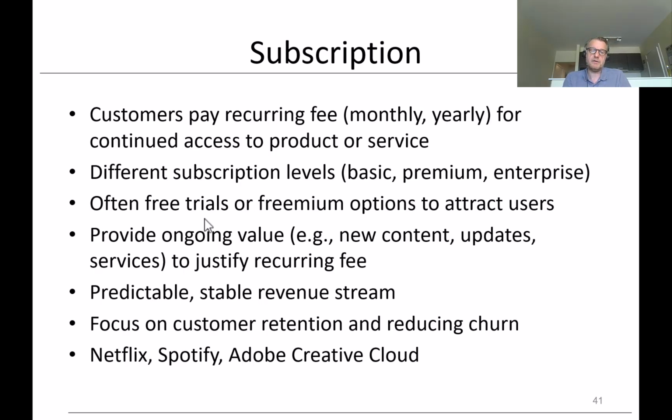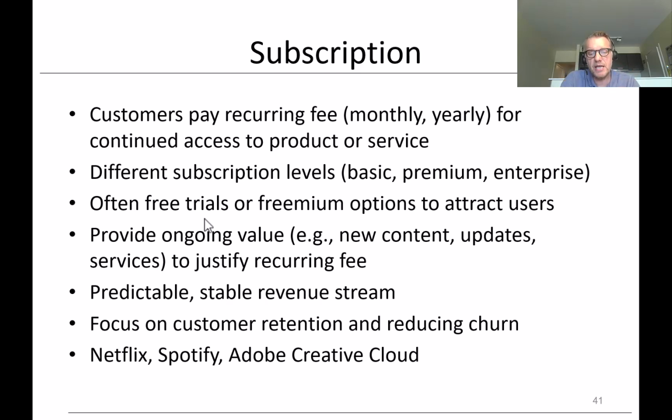Subscription models are models like at the bottom of my slide, like Netflix, Spotify, Adobe Creative Cloud. Adobe Creative Cloud allows you to edit figures, edit movies, and gives you access to all kinds of media editing content that allows you to edit your photos and movies, etc. Think about dating apps, which is also a subscription model. The idea is that the customers pay a recurring fee monthly or yearly for continued access to the product or service, right? Listening to songs on Spotify. You can have different subscription levels, often basic, premium, and enterprise, each with their particular set of features.